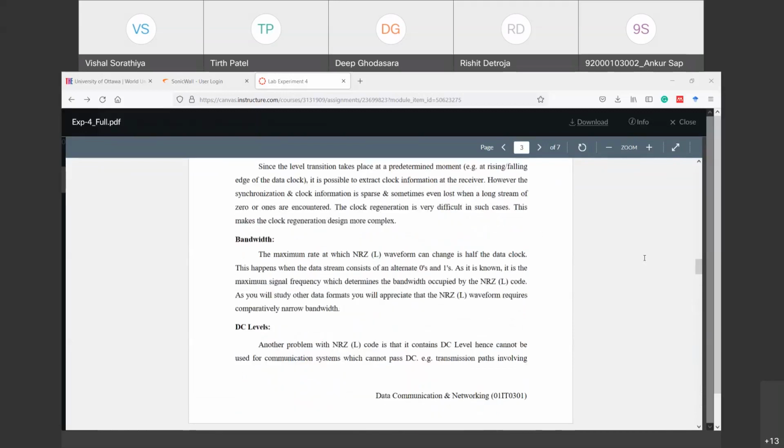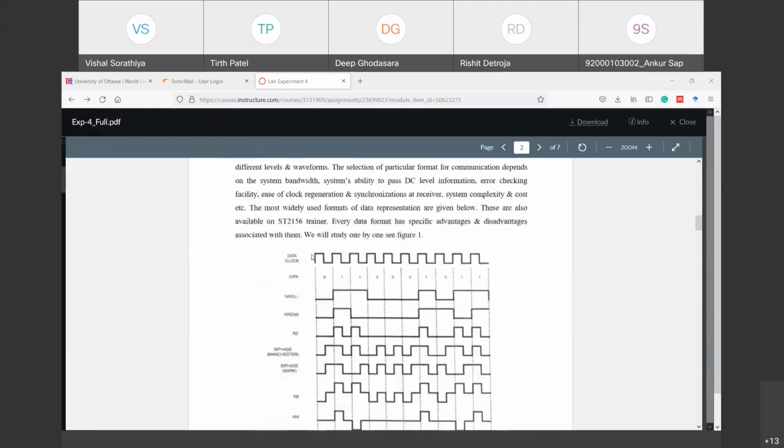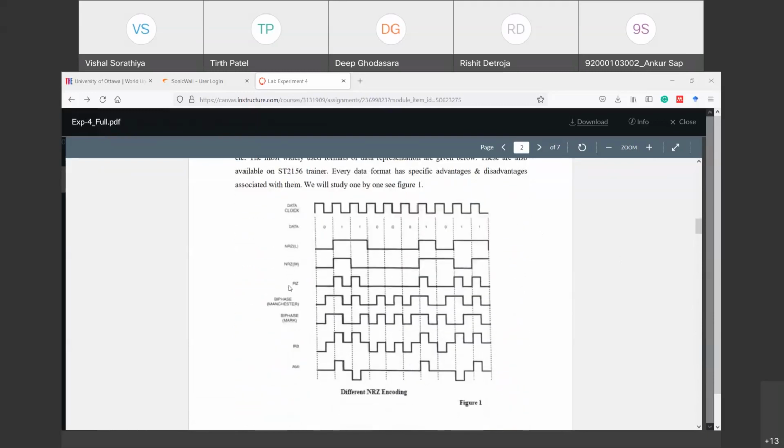So does anybody have any question? First you need to understand what these different signaling names mean and how the signal is going to be drawn. You can search on the internet, and if you have any doubt you can ask me, like, sir, this is the stuff, is it right or wrong?